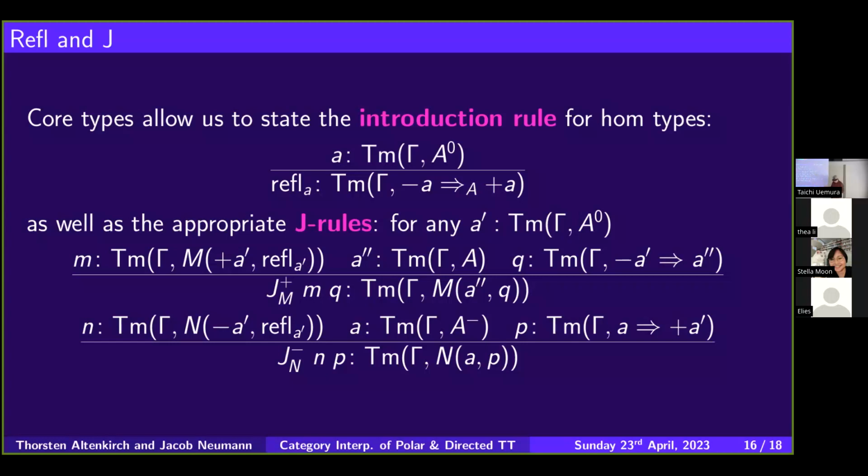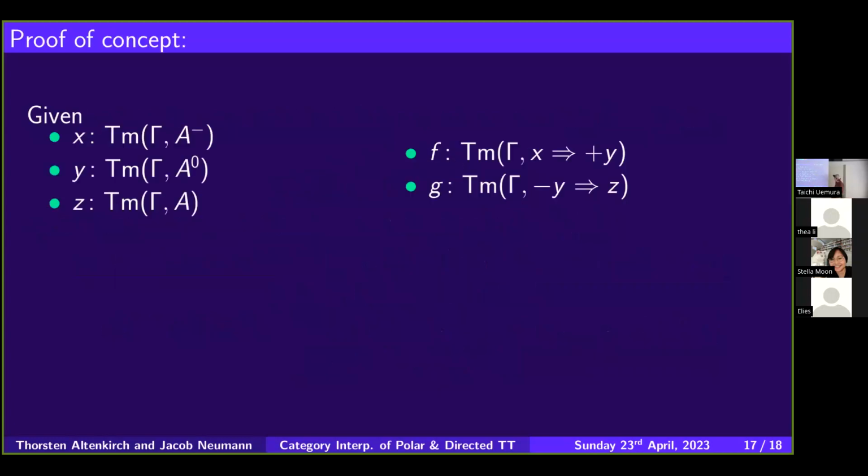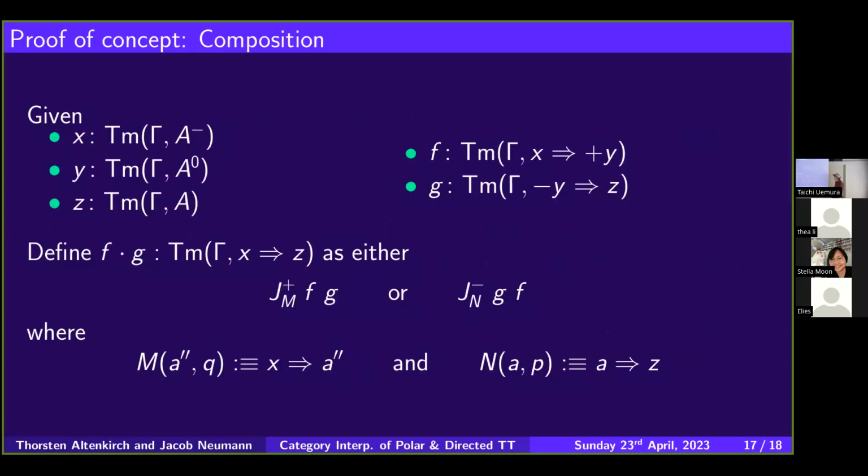And so as a proof of concept for these J rules, we can actually construct the composition of two suitable Hom types and get their composite. And so this is starting to look like synthetic category theory. There's a lot of details to work out, but hopefully the general scope of things is starting to come into focus.